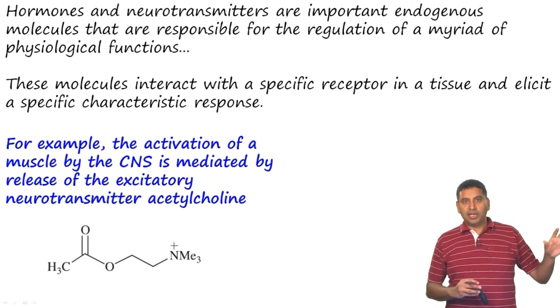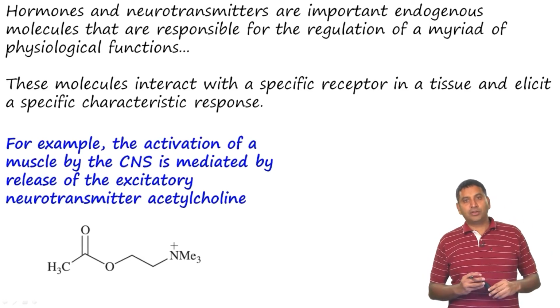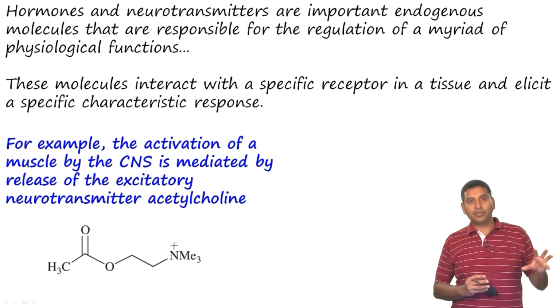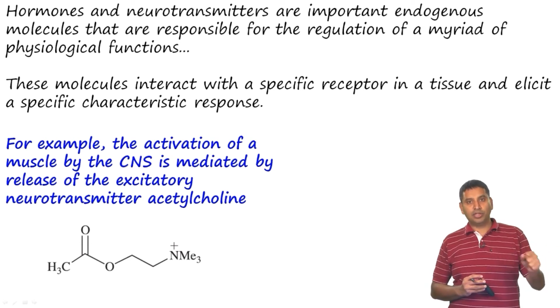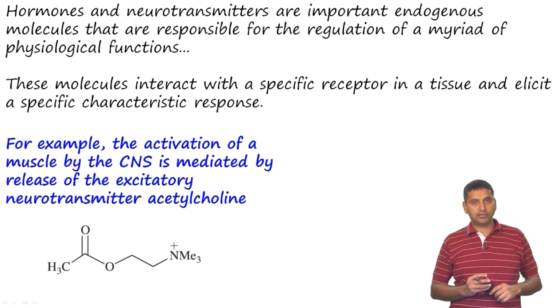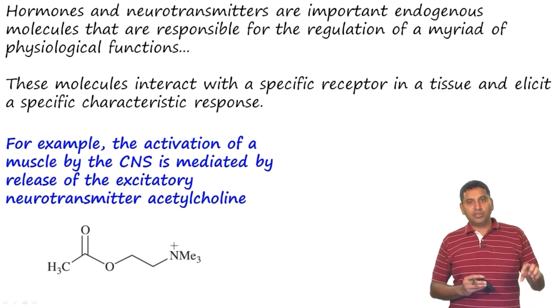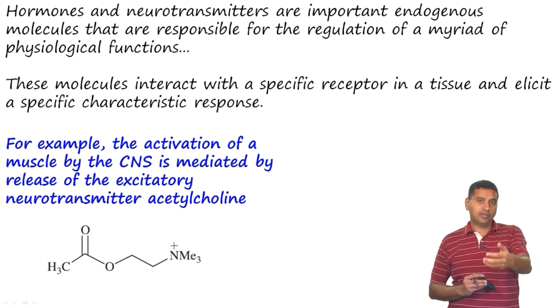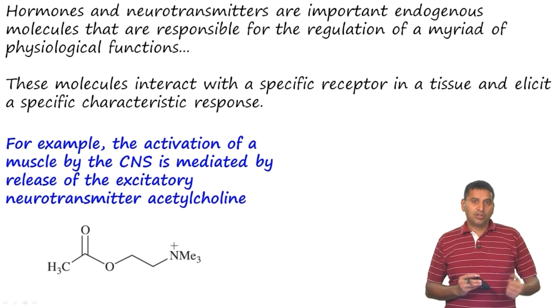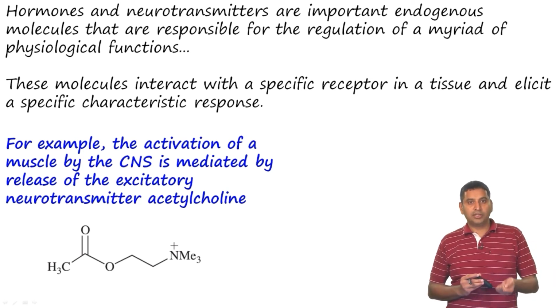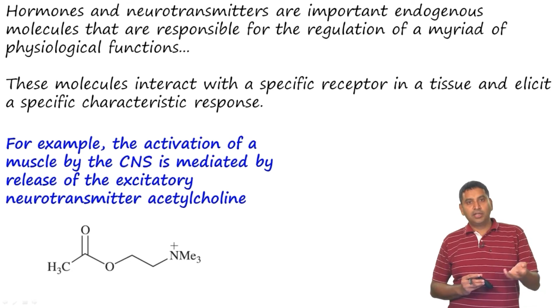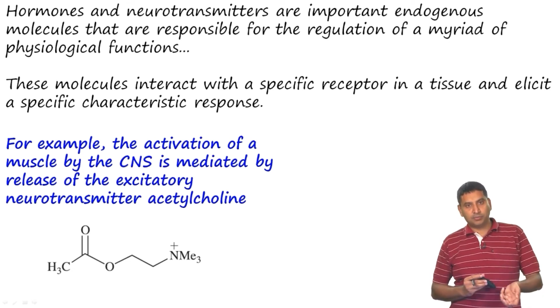So, hormones and neurotransmitters, which we have looked at earlier, are very important endogenous molecules that are responsible for the regulation of a number of physiological effects. These molecules interact with a specific receptor in a tissue and they elicit a specific response. For example, we have looked at earlier the neurotransmitter acetylcholine mediates muscle relaxation through the central nervous system.